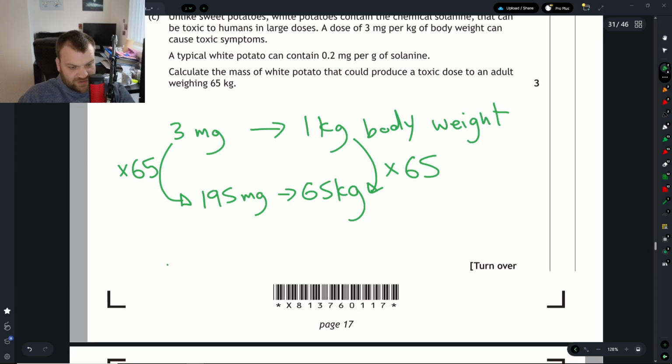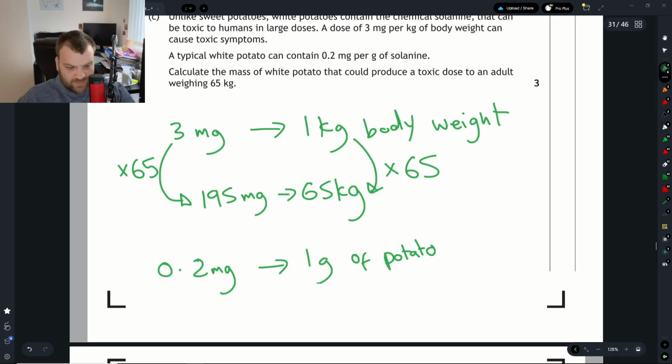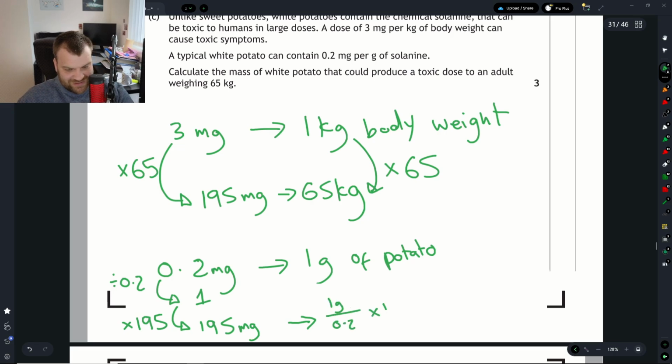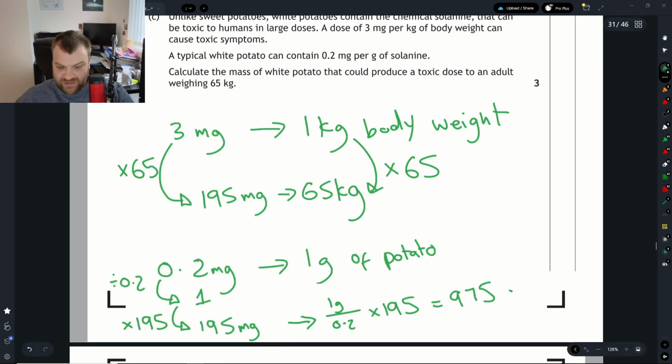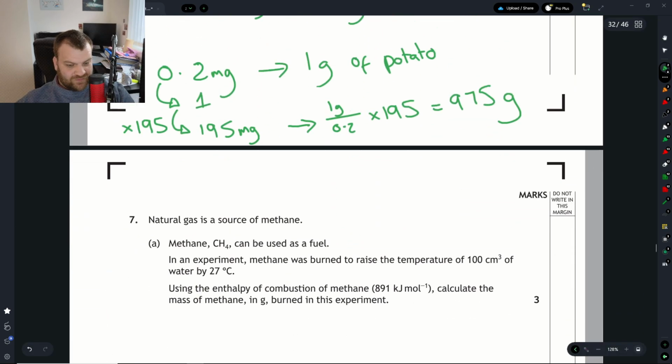Next, we're told that there's 0.2 milligrams in 1 gram, presuming that's of potato, in 1 gram of potato, whereas we want 195 milligrams. Well, I say want, that would provide the toxic dose. Maybe we don't want to poison someone. To go from 0.2 to 1, you could times it by 5. I always like to do the same thing, which is divide by that number to bring it down. So divide by 0.2, and to go from 1 to 195, it's times 195. So we have our 1 gram of potato, divide it by 0.2, times by 195. And that will give us 975. And that would be in grams because it's the grams of potato. That picks up 3 marks for that one.